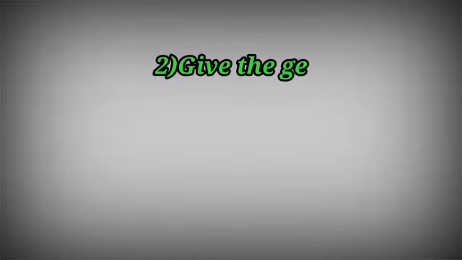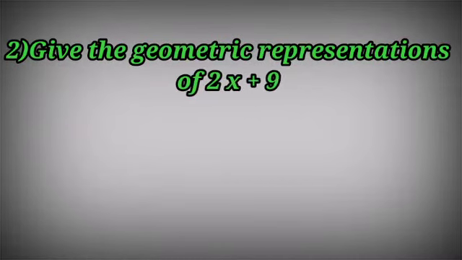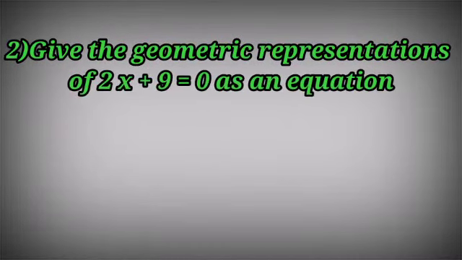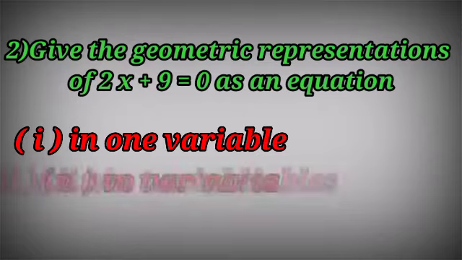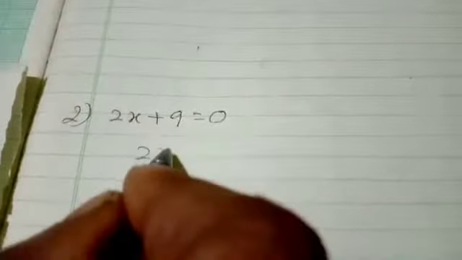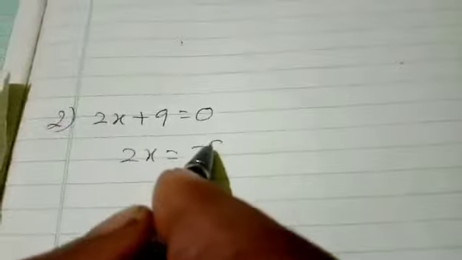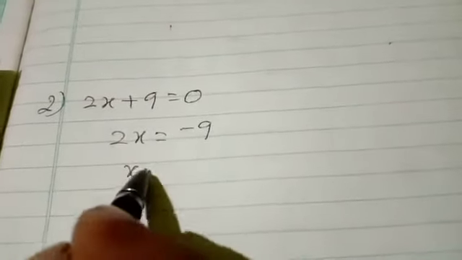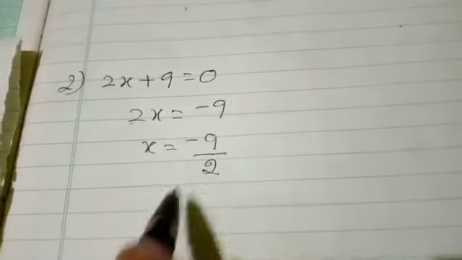Second question is, give the geometric representations of 2x plus 9 equal to 0 as an equation. In this, the first one is in one variable, the second one in two variables. 2x plus 9 equal to 0. 2x equal to, this plus 9 will go to the right hand side as minus 9. Therefore, x equal to minus 9 divided by 2.